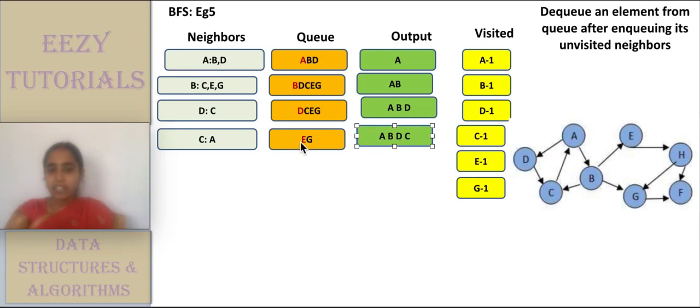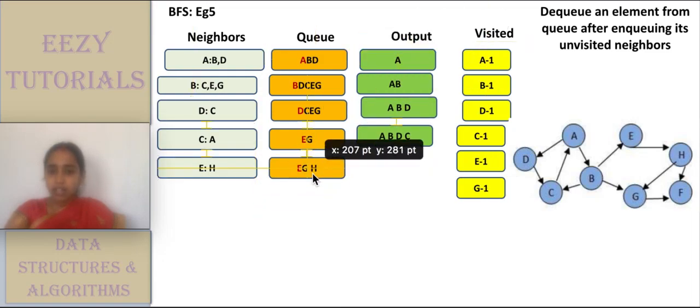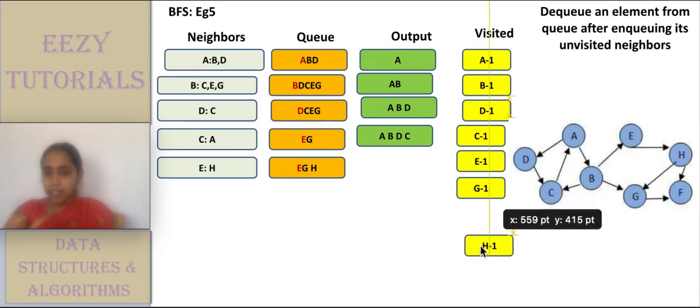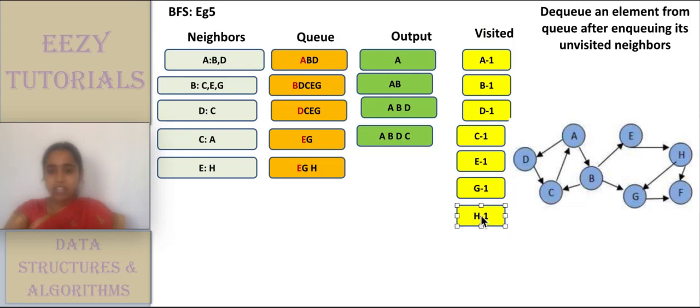Now I have E as my front element. The neighbors for E I am checking in the graph. E has only one neighbor, H. I have not visited H, so I am going to enqueue H into the queue. G is already present, and H I have enqueued into the queue. Now I am making the visited status for H as 1. After performing this step, I can dequeue E to the output screen.